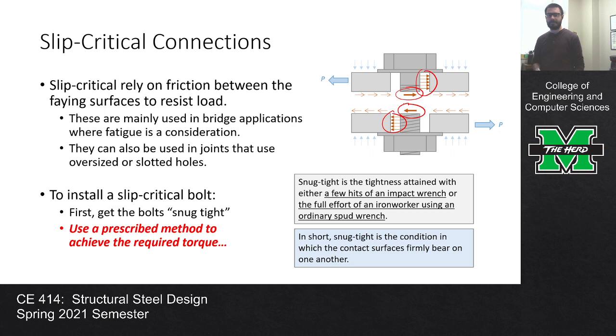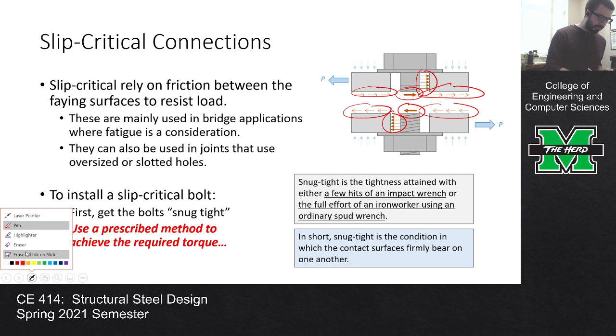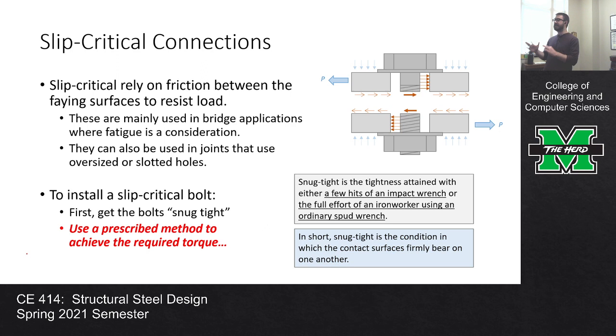And the difference between a bearing type connection and a slip critical connection is that in a bearing type connection, we assume that the bolt resists the load by coming into physical contact with the plate. Okay. So you have your bolt, you have the plate, and it's physically coming into contact. And that's fine for regular old everyday connections. The problem is whenever connections are going to be subjected to fatigue, okay?